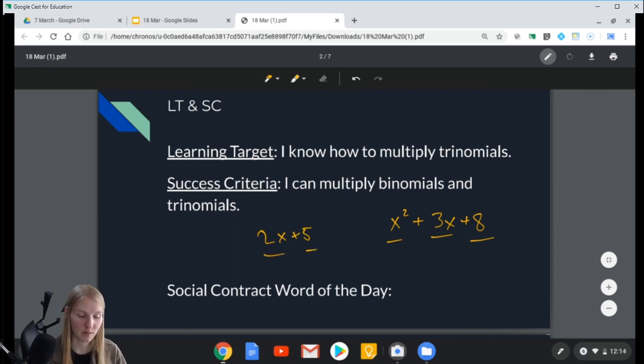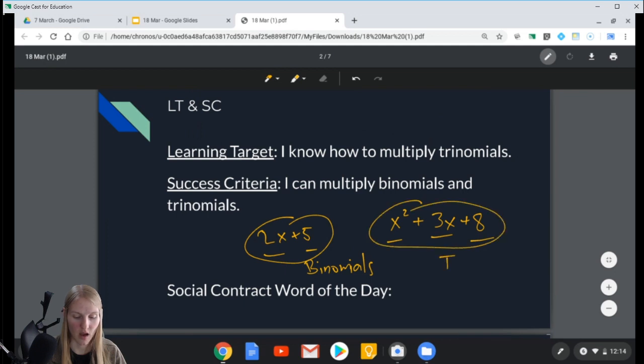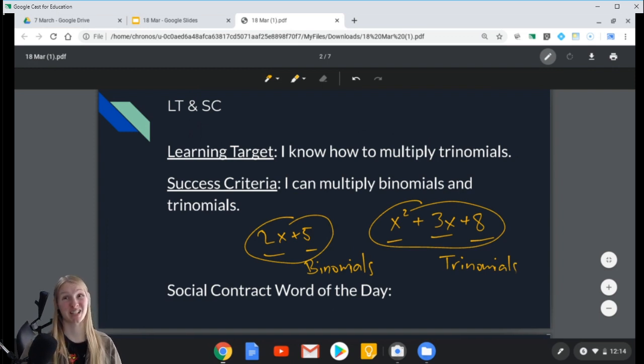So today we're going to be multiplying binomials and trinomials together. We're going to multiply them together, see what happens.